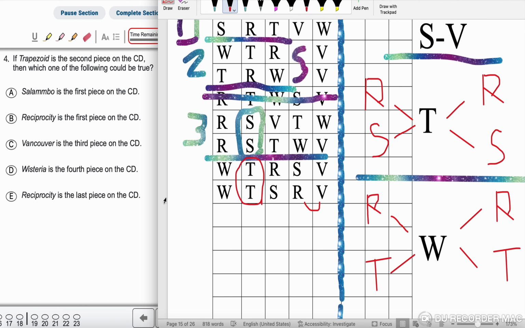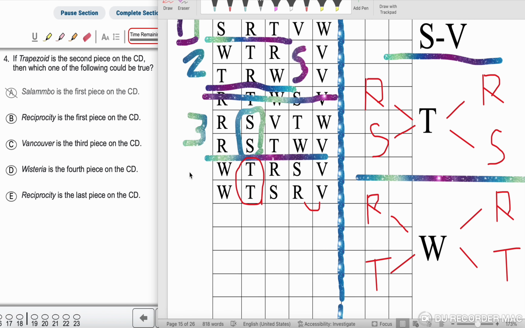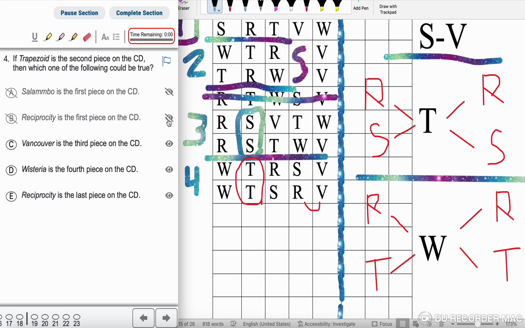So let's go ahead and see if we can answer this question with these worlds that we created for question number 4. S is the first piece in the CD. You can see it's W for number 4. And for those of you guys who can't see it, I'm going to go ahead and show you. I'm going to write down 4, and you see that W is first, so we're going to eliminate. R is the first piece. You see it's not. Actually, S is the first piece. See, it's not. R is the first piece.